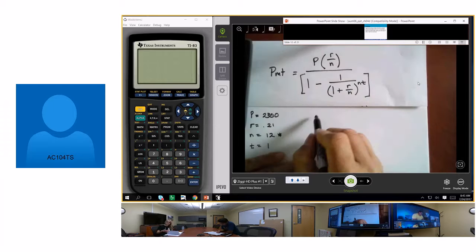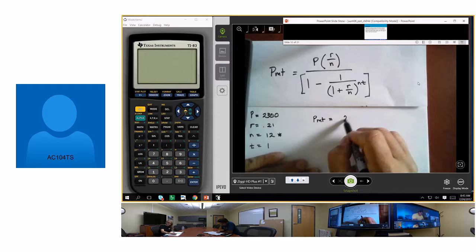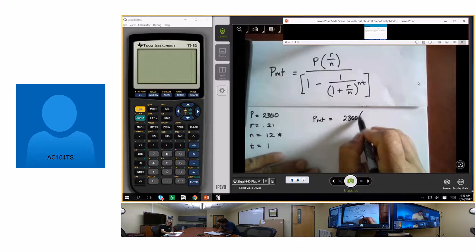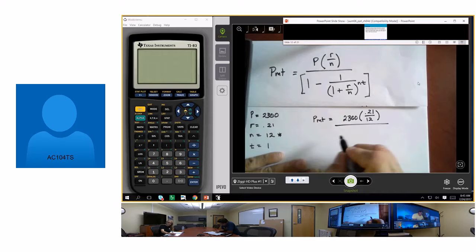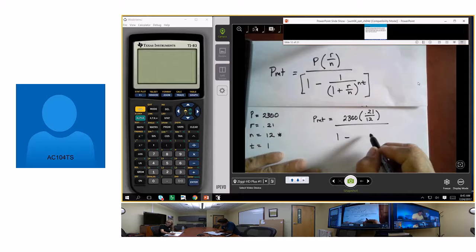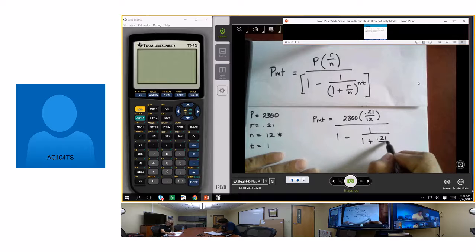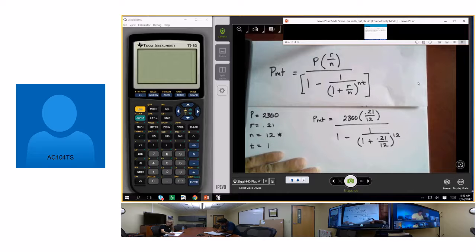So your payment is going to be equal to 2,300.21 over 12, 1 minus 1 over 1 plus 0.21 over 12 raised to the 1 times 12, which is the 12th power.